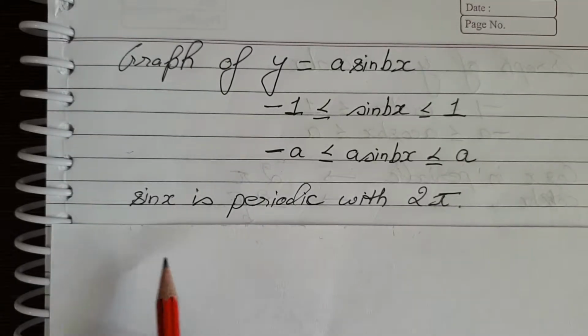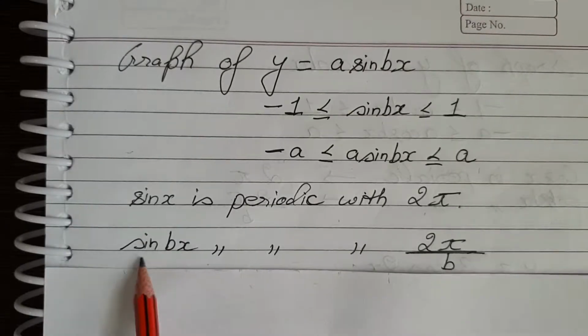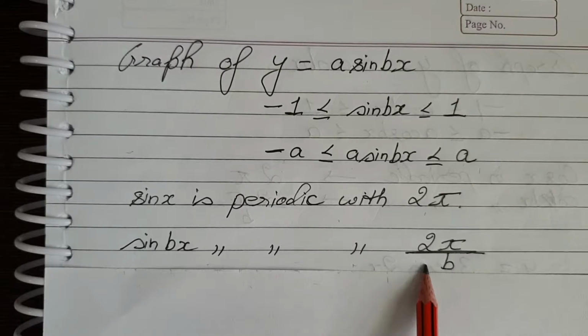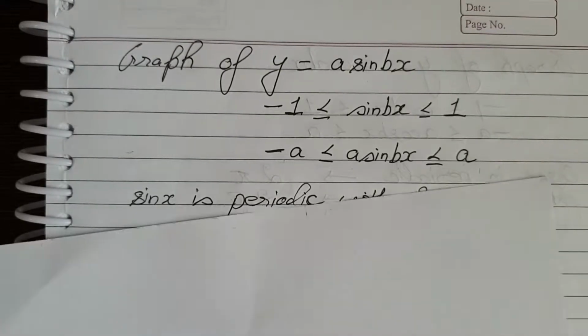Now we know that sine x is periodic with 2 pi. So sine bx will be periodic too. In this case, if it is bx, it will be periodic with 2 pi by b. You divide 2 pi by the number over here, b.